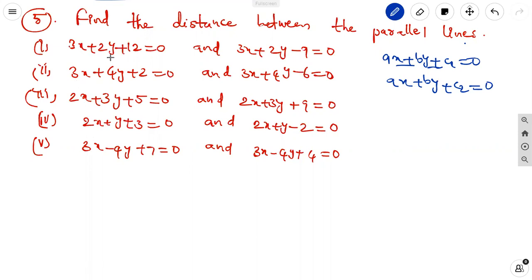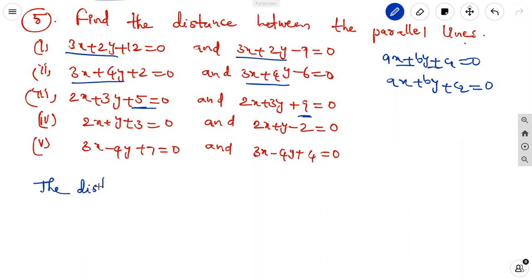The first one is 3x plus 2y plus 12 equal to 0, 3x plus 2y minus 9 equal to 0. Second one is 3x plus 4y plus 2 equal to 0, 3x plus 4y minus 6 equal to 0. Here x and y coefficients are the same in the two equations. Just constants are different.